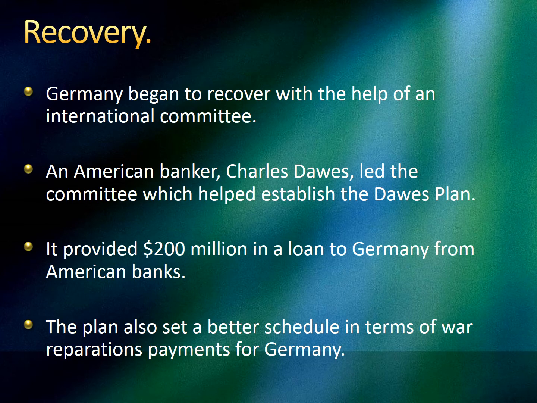Germany began to recover with the help of an international committee, led by an American banker named Charles Dawes. He helped establish the Dawes Plan. What the Dawes Plan did was provide a $200 million loan to Germany from American banks. The plan also set up a better schedule for war reparation payments. Before that, Germany was forced to make payments so frequently that it was really hurting the German economy. So with Charles Dawes and this committee, Germany could make payments on a better schedule that works for them.